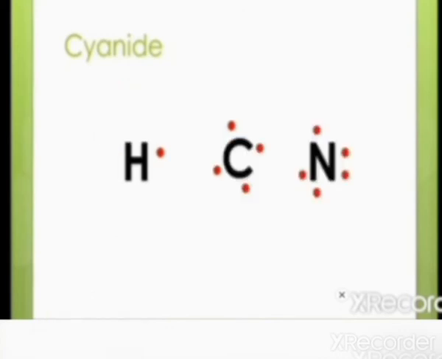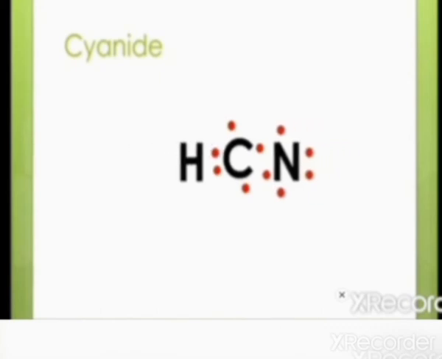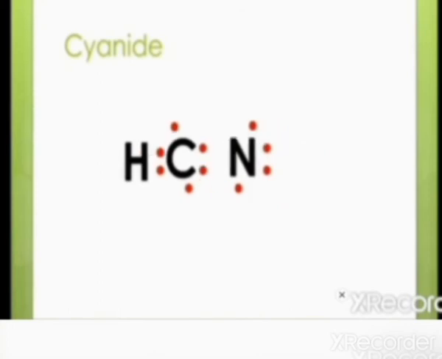Hydrogen has 1 electron. This electron of hydrogen is shared with the carbon. When nitrogen shares 1 electron with carbon, both the nitrogen and carbon have unpaired electrons. Therefore, to become stable, carbon and nitrogen will share their remaining electrons, forming a triple bond.